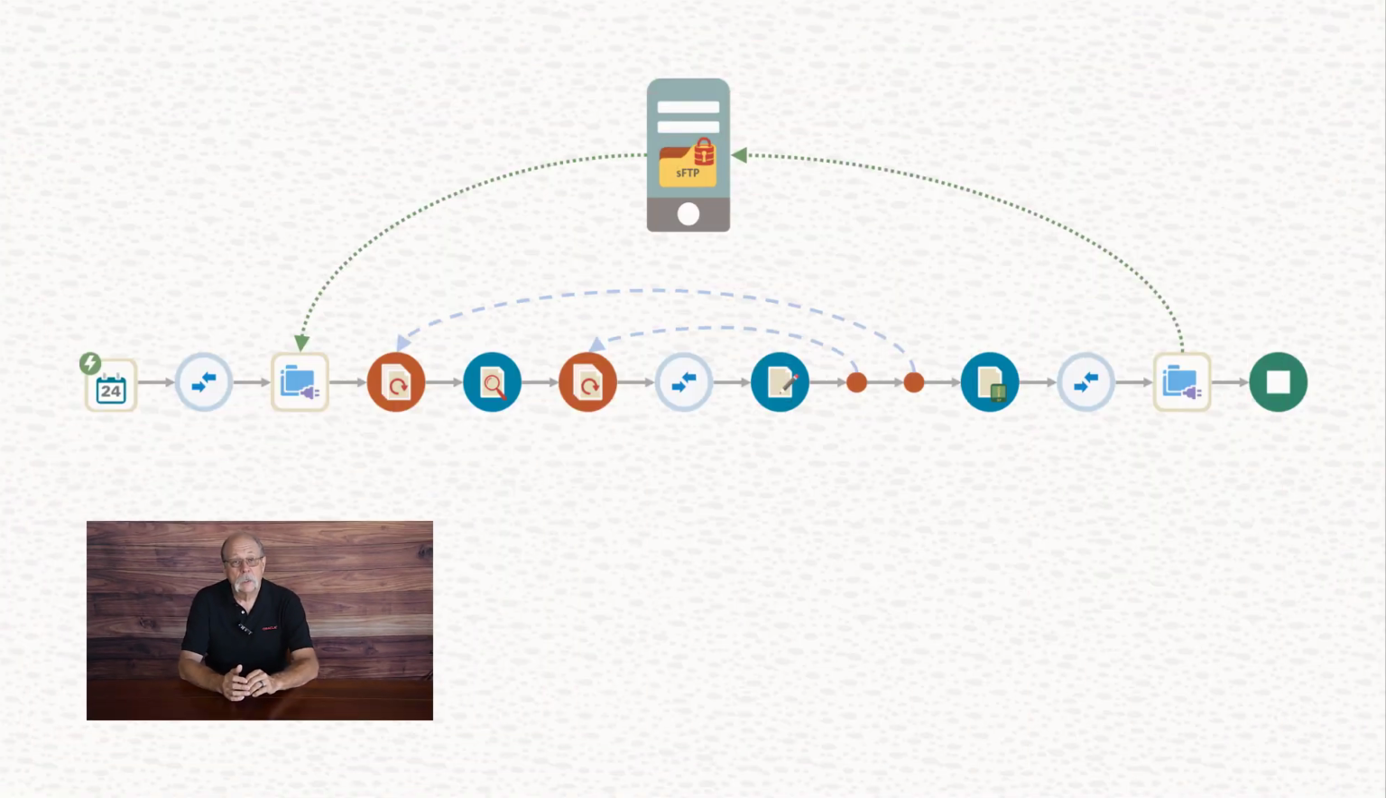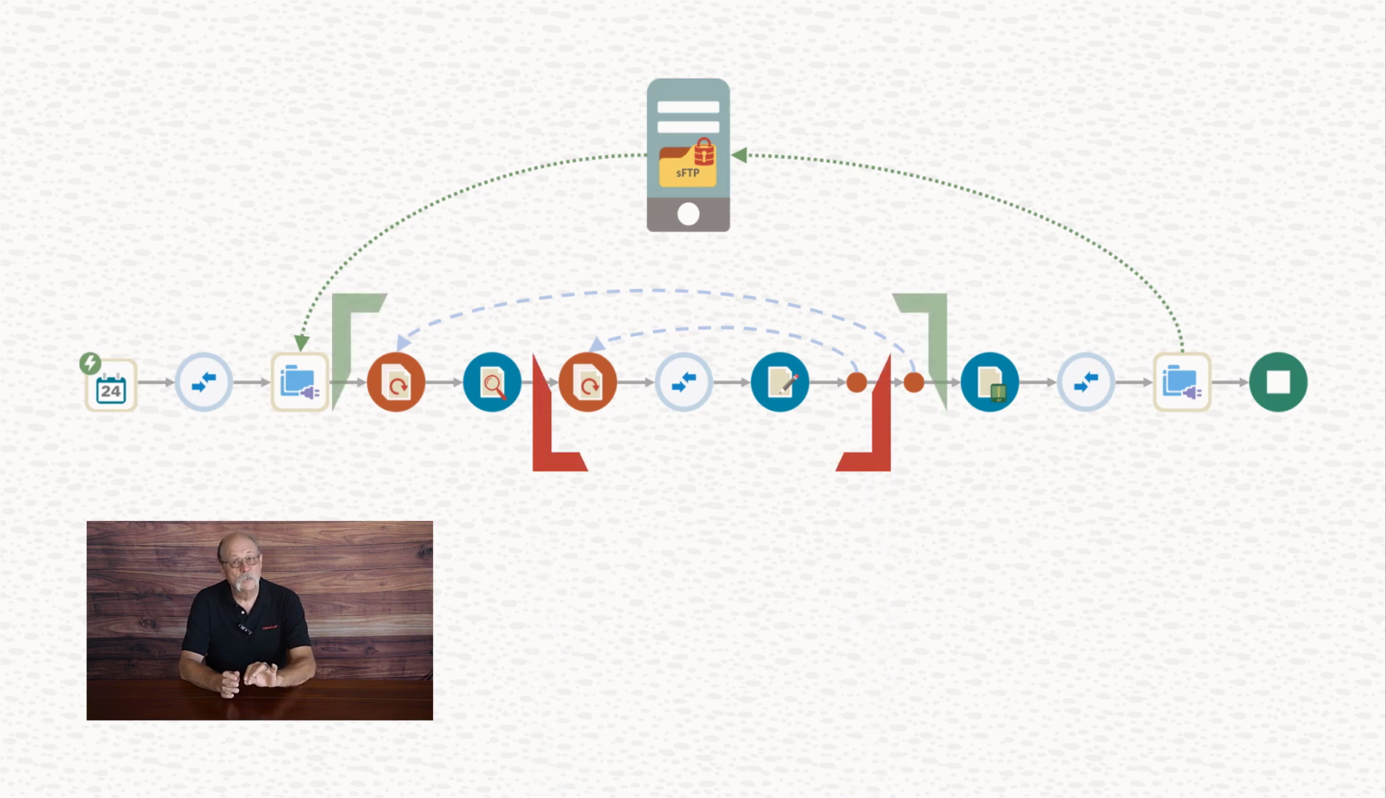Our for each has a name, a reference to the files to process, and a named variable. And that's all we need to process our files. And now we said in our example, we want to process the contents of those files. So we're going to process each record individually. That calls for a second for each action. We add the new for each inside the one we just configured.